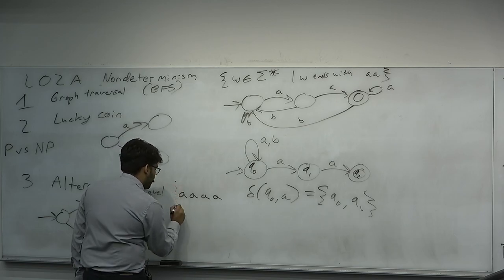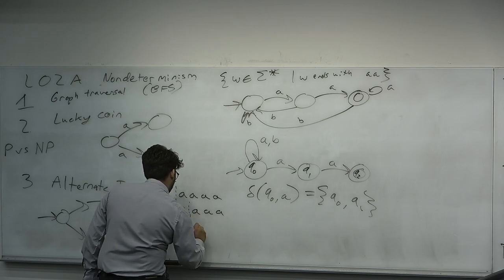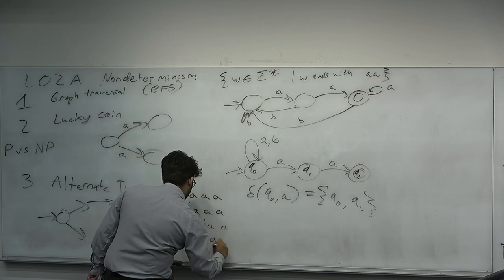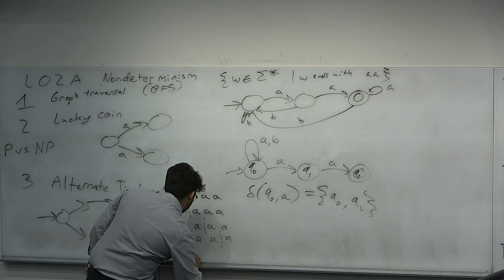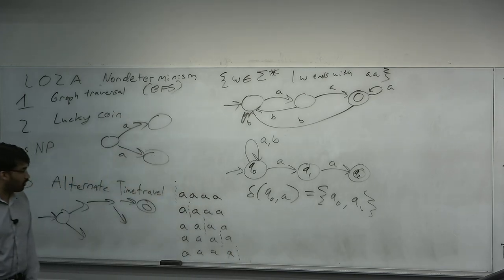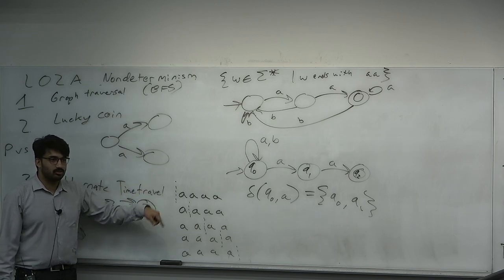There's this way. Here's another one. Another. Each of these represents a computation. The dotted line represents where you stop going to Q0 and you stay at Q1.